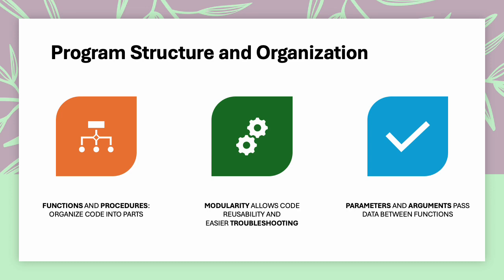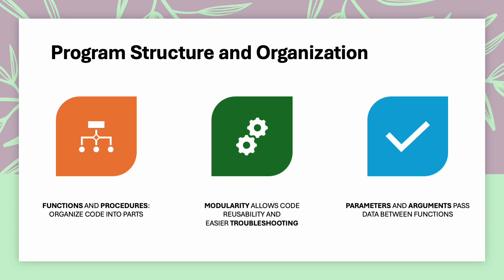But how do these functions actually work together? I mean, do they just operate independently? Not quite. They can interact with each other by passing data back and forth. It's like a relay race. Okay, so one function might perform a calculation and then pass the result to another function. Exactly. And this passing of data is carefully managed through things called parameters and arguments. Parameters and arguments. Okay, I'm not familiar with those.